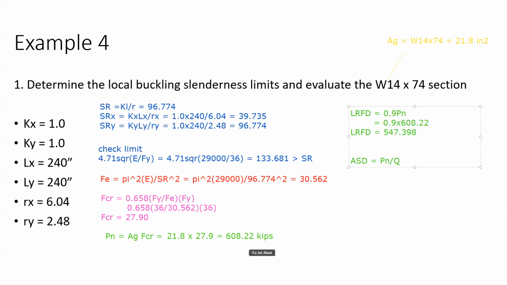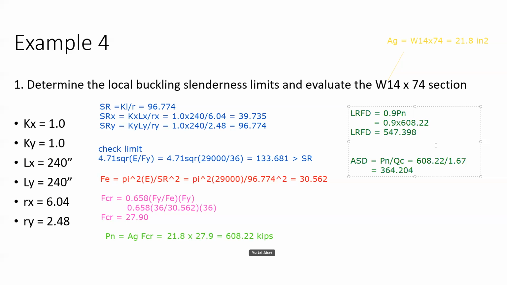And then if we check for ASD, that is PN over gamma C. Tinatamad ako i-drawing yung gamma. So this is 608.22 divided by 1.67 is your gamma, no? Opo. Yeah. 364.204. Okay. And these are your design elements na.